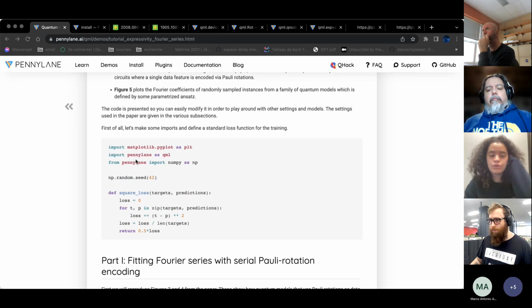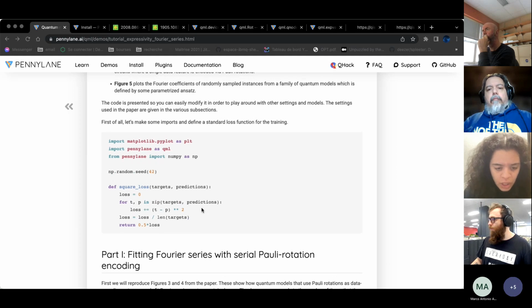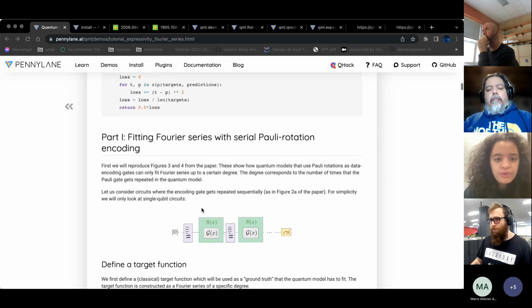What they start with here is importing some important libraries, and then they define a square loss function. That's their loss, which they're going to use to make sure their training is working properly. Basically, this is a mean square error, nothing too crazy about it. And then they talk about fitting Fourier series with serial Pauli rotation encoding. If you remember, Pauli gates are the X, Z, and Y gates, and sometimes we include the identity in Pauli gates. So when we talk about Pauli rotation, we're talking about RZ rotation, RX rotation, RY rotation, etc.